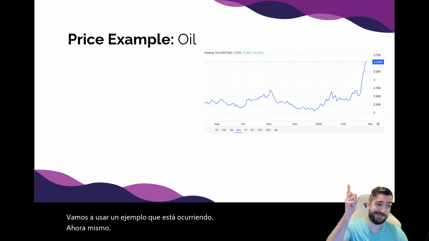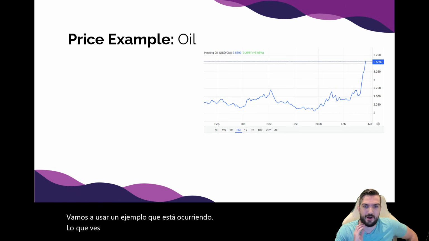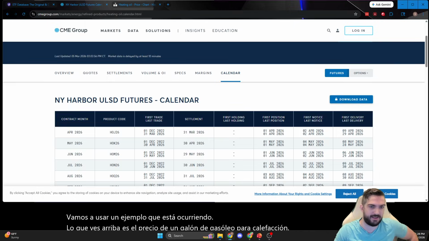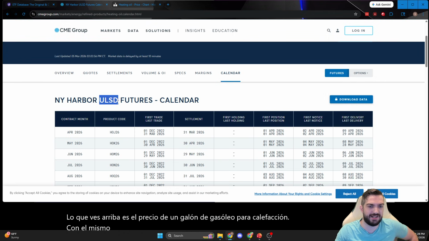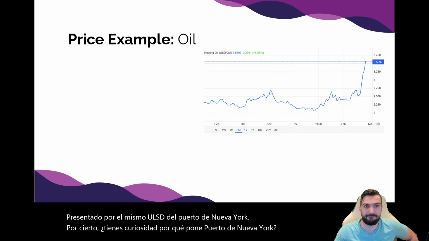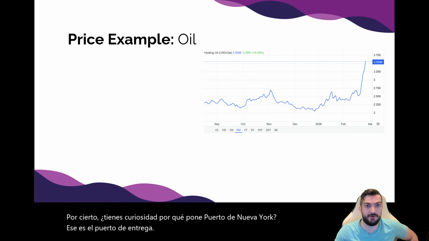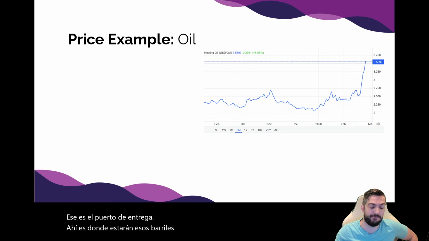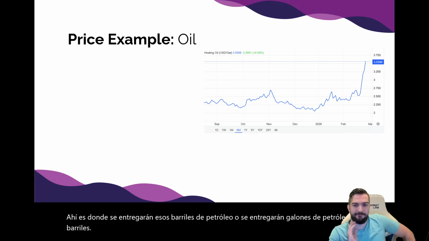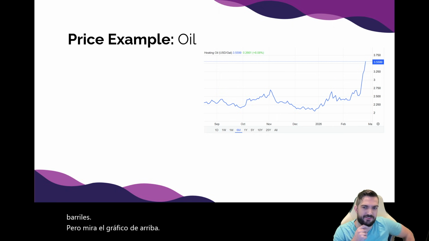What you see above me here is the price of a gallon of heating oil, presented by the same New York Harbor ULSD. By the way, if you're curious why it says New York Harbor, that's the port of delivery. That's where those barrels of oil will be delivered, or gallons of oil in barrels will be delivered. But take a look at the chart above me. And I want you to notice something. We see a spike in November. That's Thanksgiving.